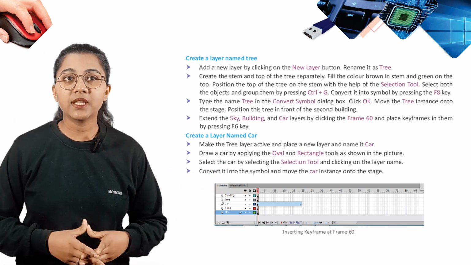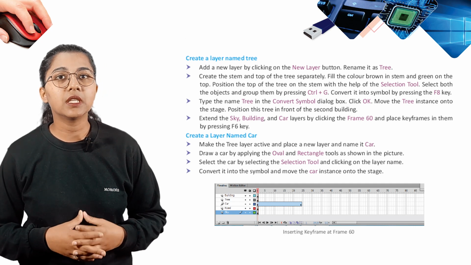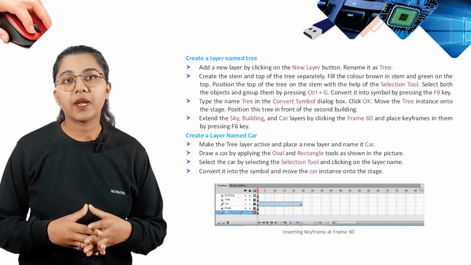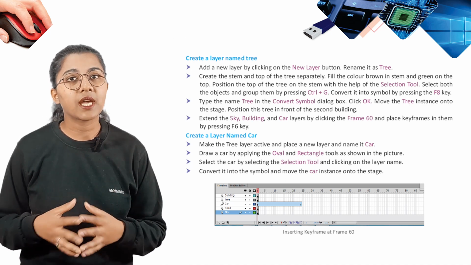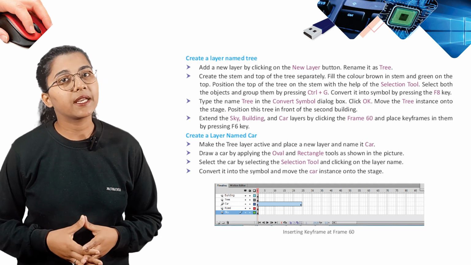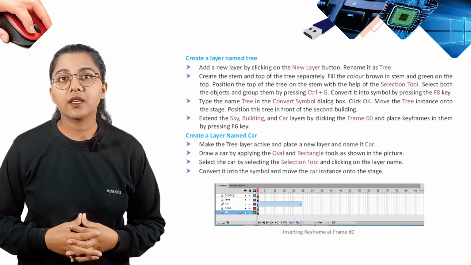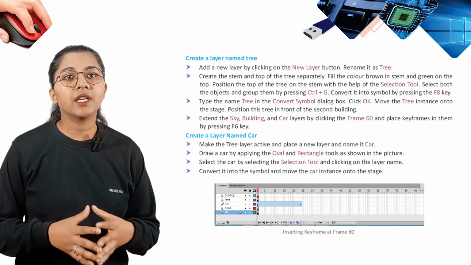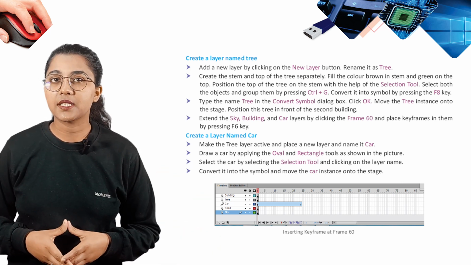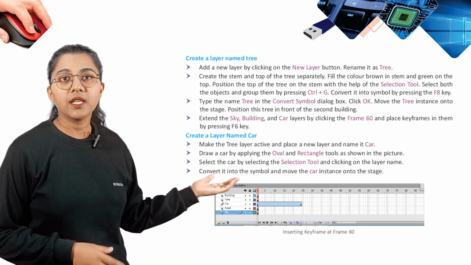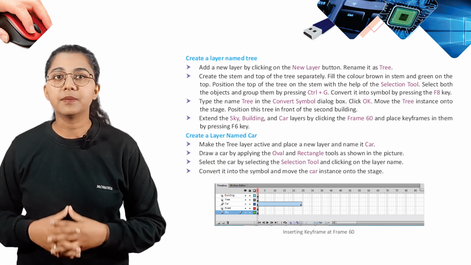Firstly, with the tree layer active, place a new layer and name it car. Then next, draw a car by applying the oval and rectangle tools as shown in the picture. Then next, select the car by selecting the selection tool and clicking on the layer name. Then next, convert it into a symbol and move the car instance onto the stage. Here you can see the interface of inserting a keyframe at frame 60.